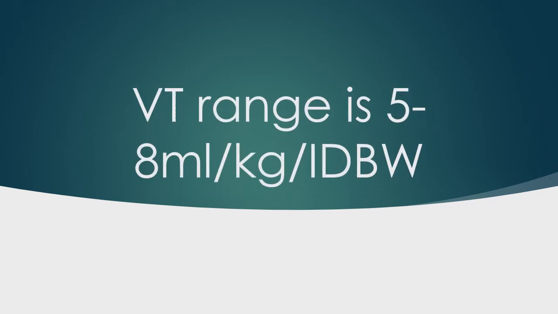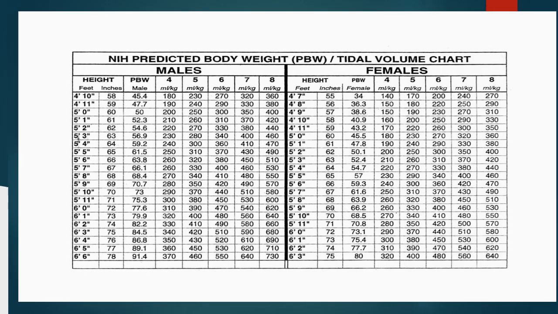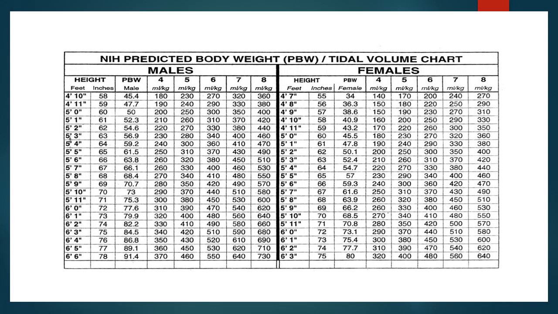So our range should be somewhere between 5 to 8 mL per kilogram of ideal body weight. The chart that you have right here is what's typically on the vent inside of our ambulances. It's also in our protocol app. So if you look at the chart in detail, it has the height on the left. PBW is their ideal weight in kilograms, and then it has your range of 4 to 8, which typically we're between the 5 to 8.